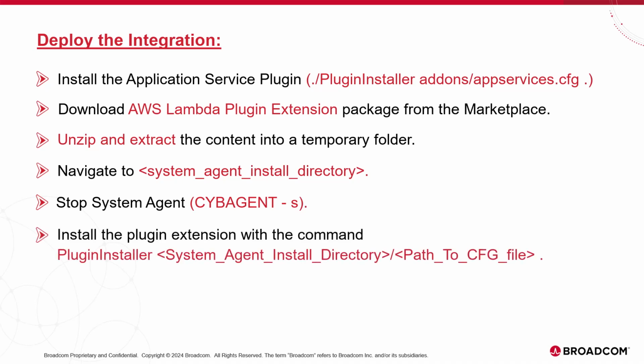Install the plugin extension with the command plugin installer system agent install directory/path to CFG file. Now, restart the system agent with the cyb agent-a command. Remember, this integration uses AWS Lambda Public REST API.